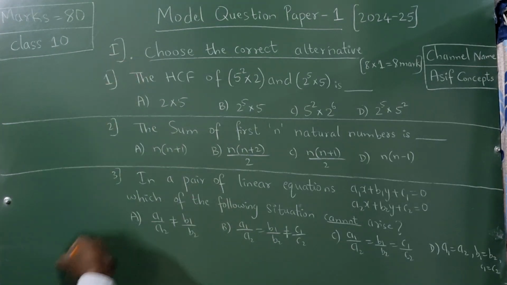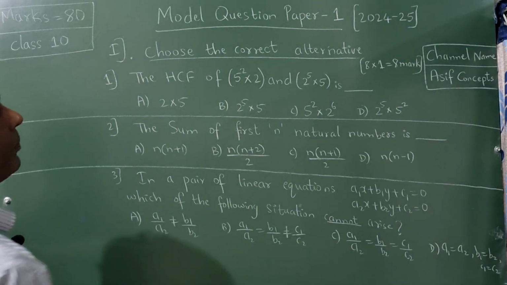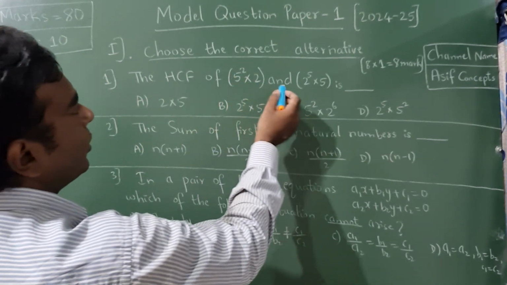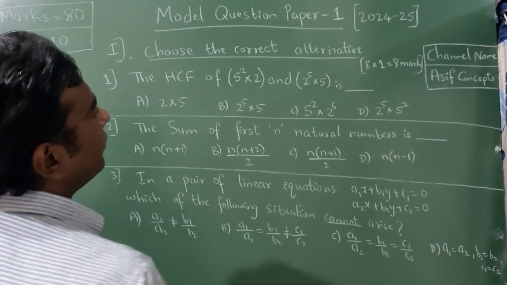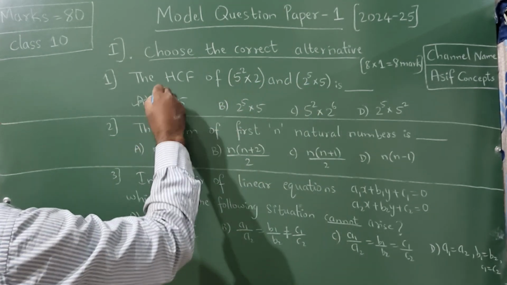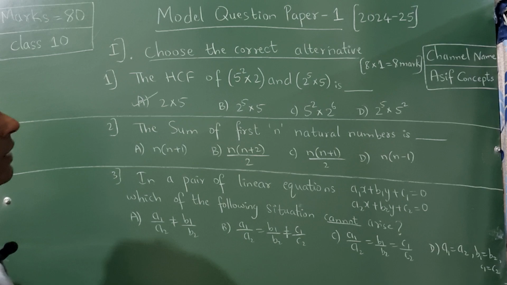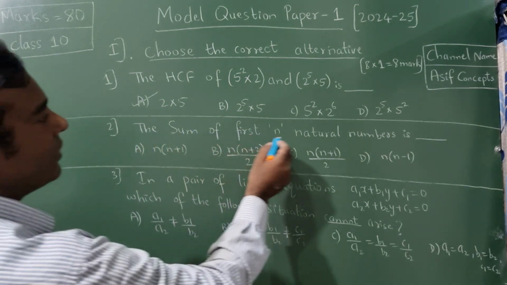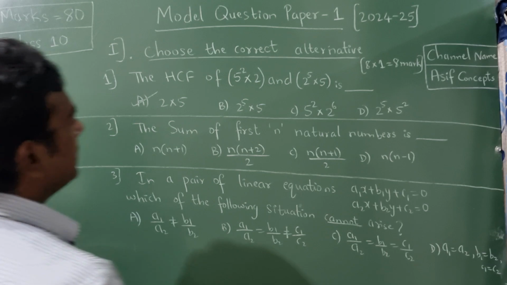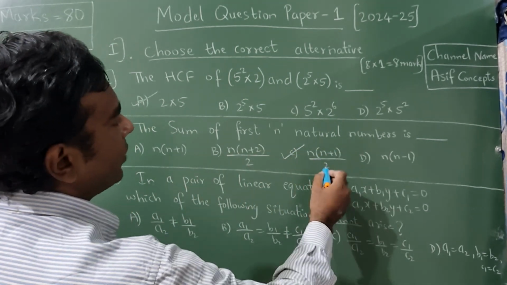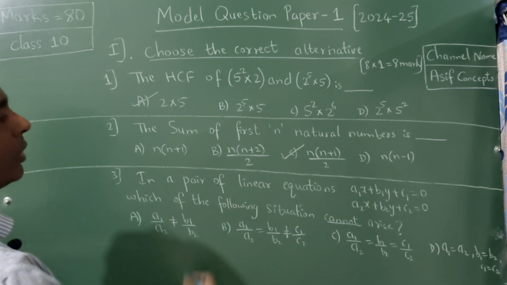Now first, these are multiple choice questions. The first question is: the HCF of 5 square into 2 and 2 raised to 5 into 5 is. In these two, the common factor is 2 into 5. The correct answer is A. The second question is: the sum of the first n natural numbers is. The correct option is n into n plus 1 divided by 2, because this is the formula.